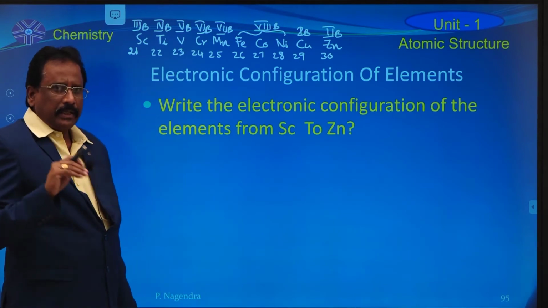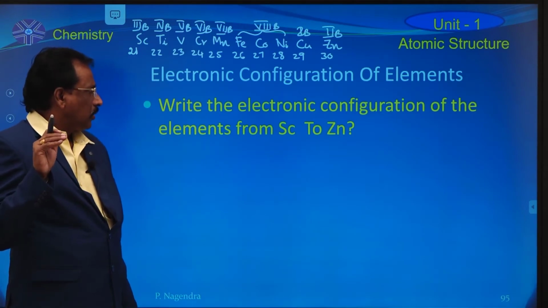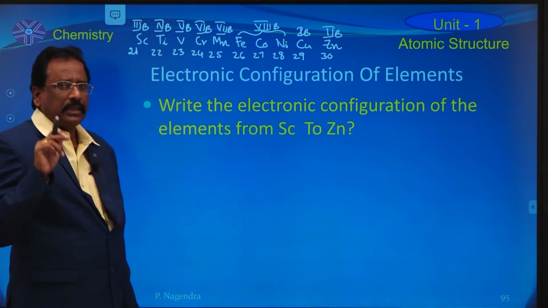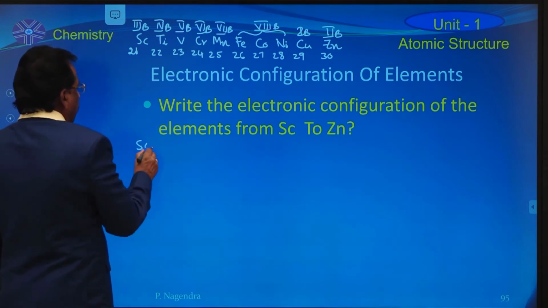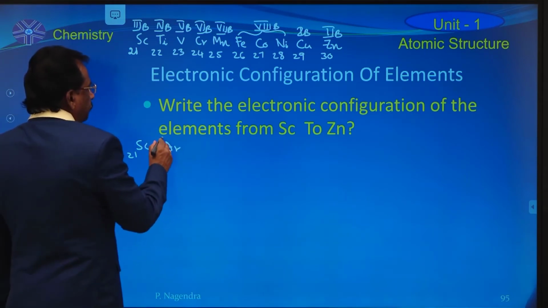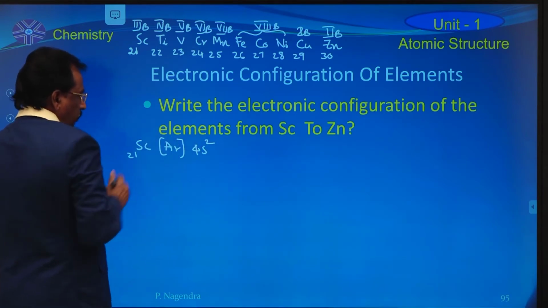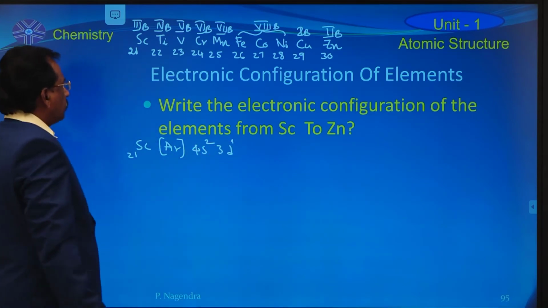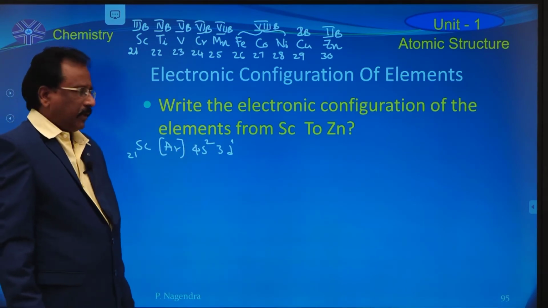While writing the IIT JEE Main exams, each and every student should know the electronic configuration of the first transition series in the d block. Now, scandium: its outer electronic configuration is argon 4s2, 18 plus 2 is 20, 4s2 and 3d1, 20 plus 1 is 21.